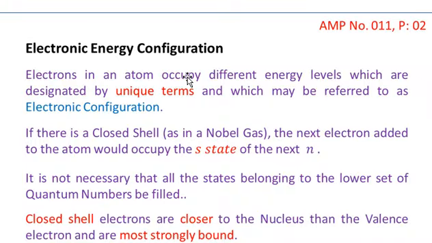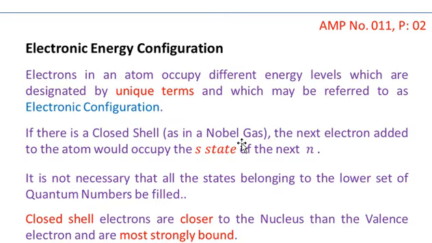Electronic energy configuration. Electrons in an atom occupy different energy levels, which are designated by unique terms and which may be referred to as the electronic configuration. If there is a closed shell, as in the case of noble gases, the next electron added to the atom would occupy the s state of the next principal quantum number n.